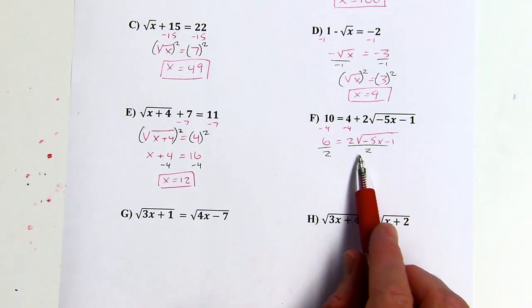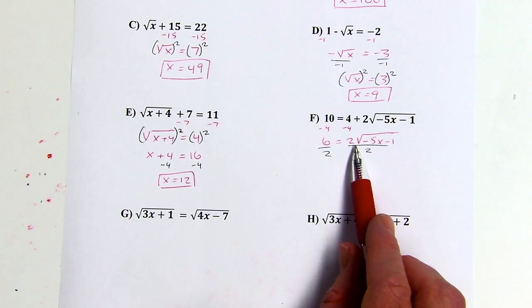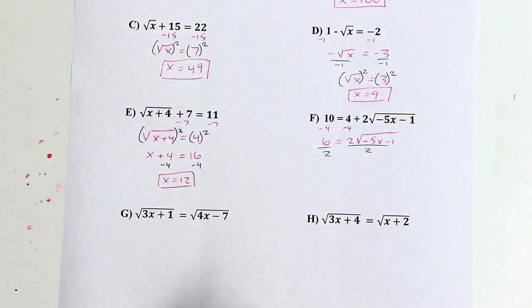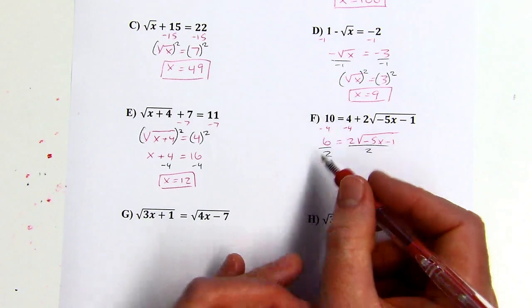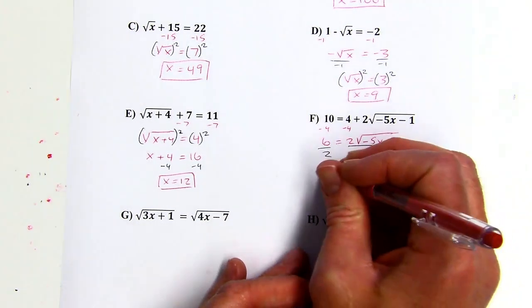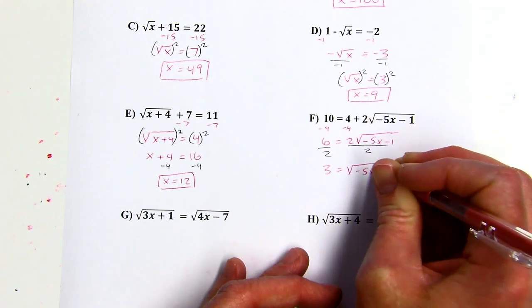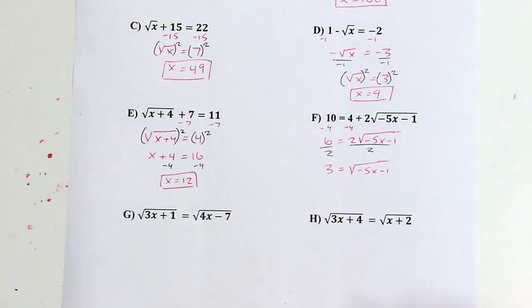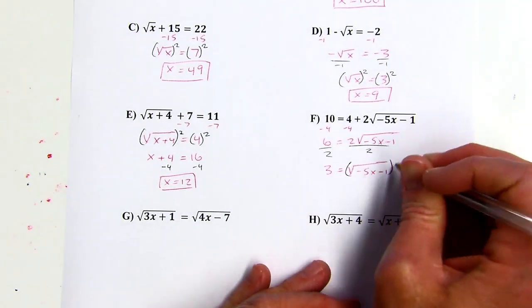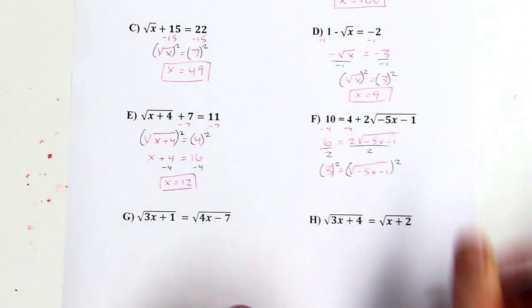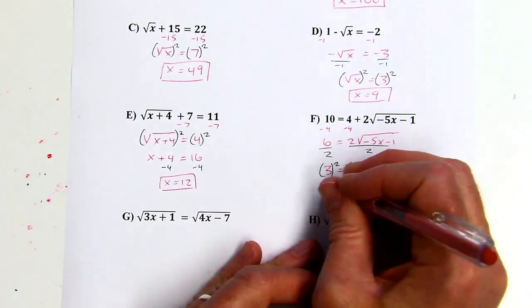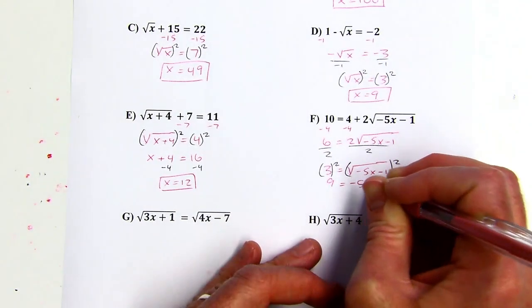So I was going to divide by 2 to get rid of this 2 here because it's 2 times the radical. So now on the left side, I also divide by 2. So I've got 3 equals the square root. So now I've got the radical isolated. So now's the step where I'd want to square to get rid of that square root on both sides of the equation. And I have 9 equals negative 5x minus 1.